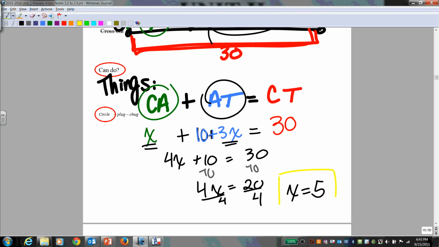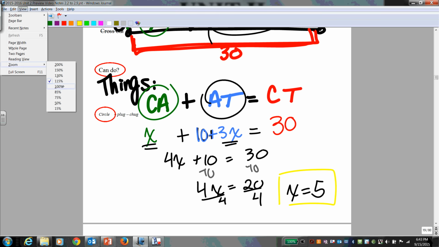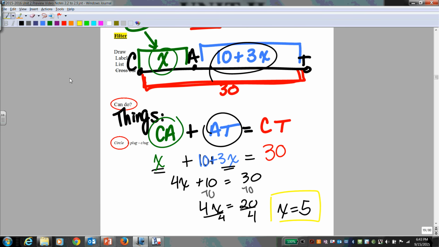Woohoo! X equals 5. You think you're done, but remember, this is a find everything possible. So you have to take that variable and put it back in here. We just figured out X is 5, so that means this is 5. This is going to be 3 times 5 plus 10, so that means this is 25. And then they should add up to 30. You've done this correctly. 5 plus 25 equals 30. Absolutely.